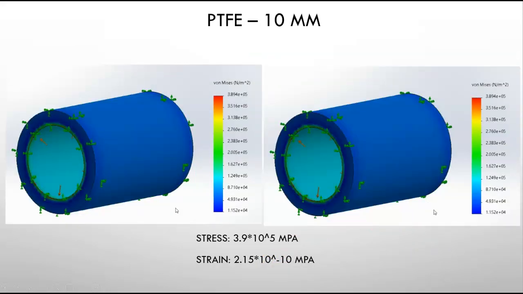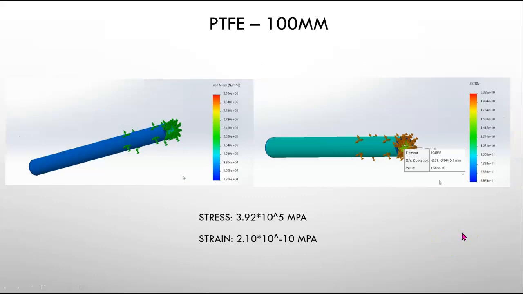And PTFE for 10 millimeters, again, it was still a big outlier with a stress of 3.9 times 10 to the 5th megapascal and a strain of 2.15 times 10 to the negative 10. And again, for the 100 millimeter, 3.92 times 10 to the 5th megapascal, and then 2.1 times 10 to the negative 10.